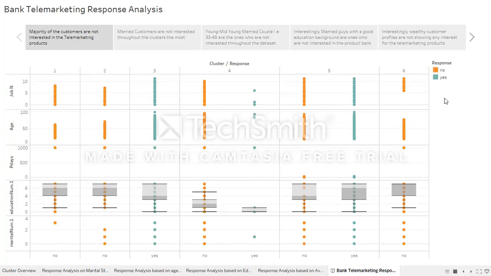Now starting off our Tableau visualization with story point 1, where we visualize the clusters along with the important variables: marital status, PDAs, age, job, and educational background. It is evident that the majority of the customers are not interested in the telemarketing products. Now let's delve into the details.